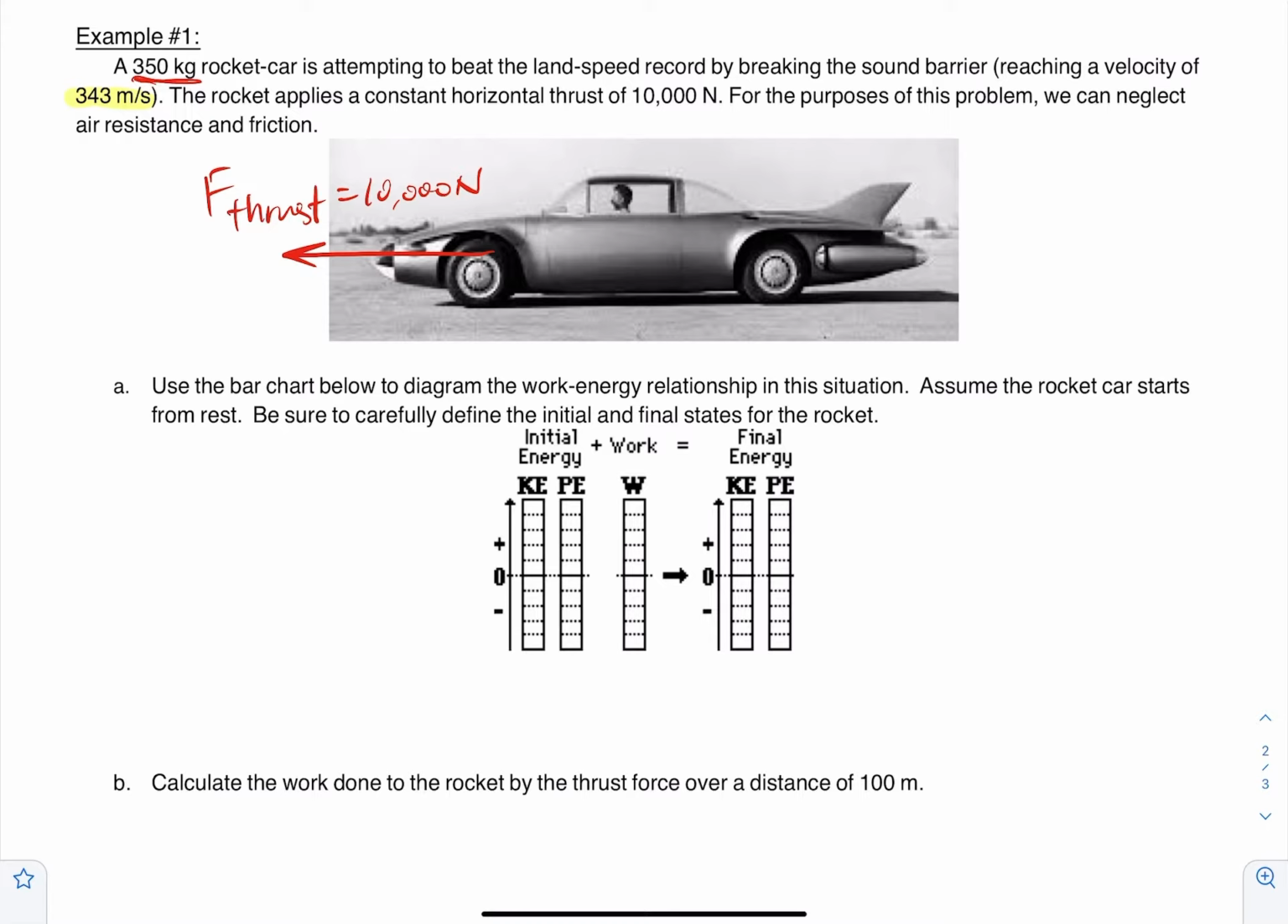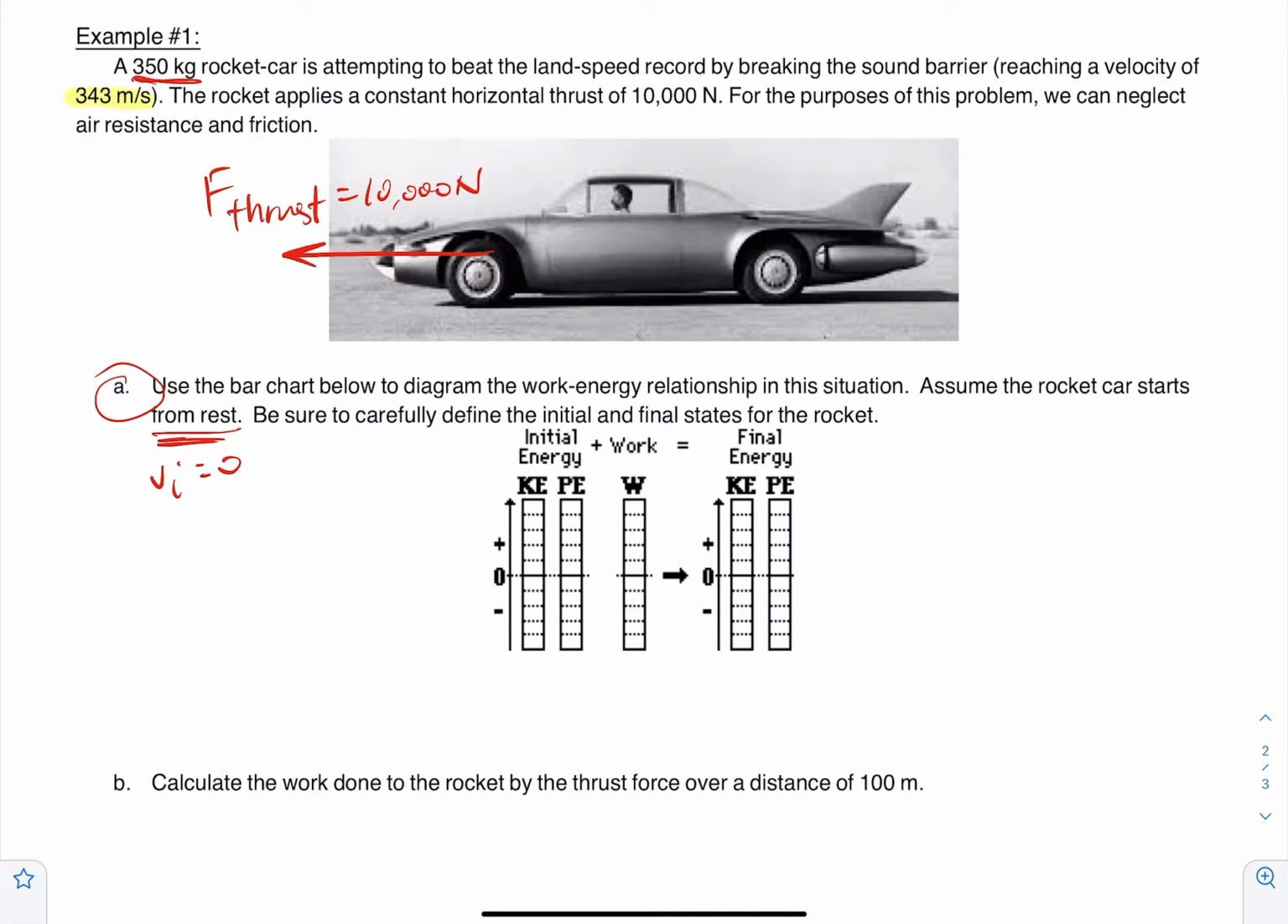Okay, so in a previous lecture, I introduced the idea of a work energy bar chart to try to stay organized with how work and energy are relating to each other. And so taking a look here at part A, use the bar chart below to diagram the work energy relationship in this situation. Assume the rocket car starts from rest. Okay, so we're saying V initial is 0. Be sure to carefully define the initial and the final states for the rocket.